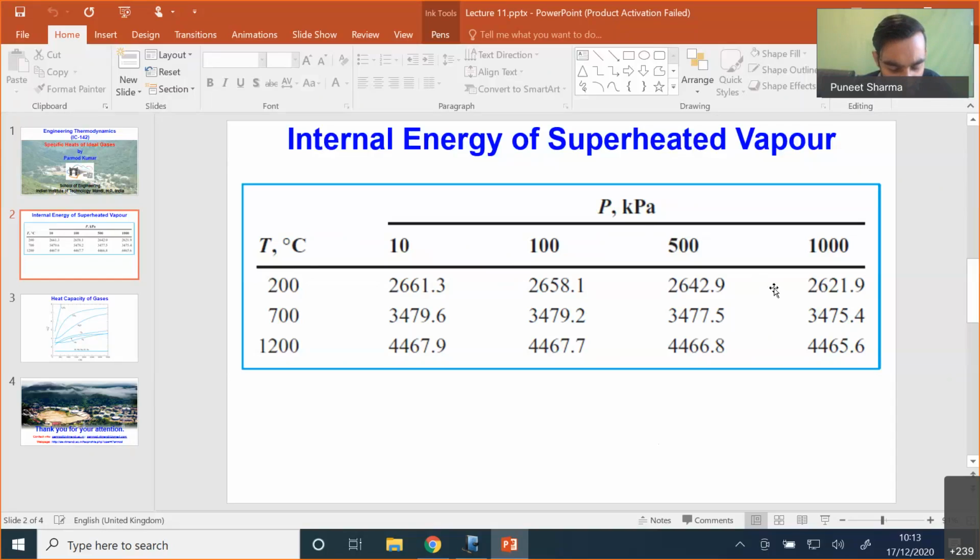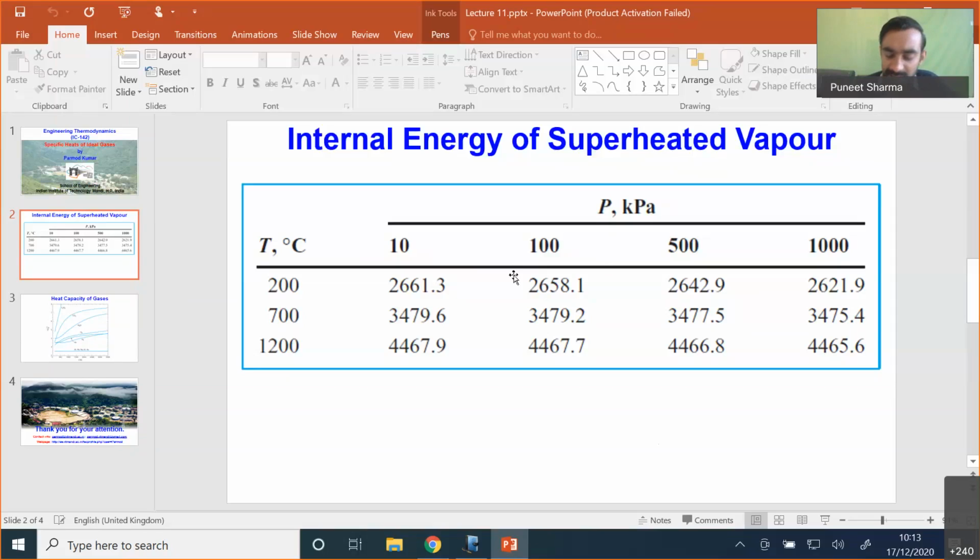So from this particular table we can conclude that at high temperatures the effect of pressure is almost negligible. However, at low temperature there is a certain effect of pressure, but whatever change in the magnitude of internal energy happens, that change is actually very small in comparison to the absolute value of the internal energy.